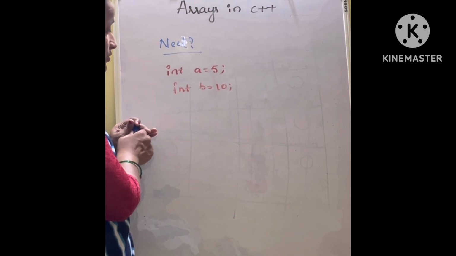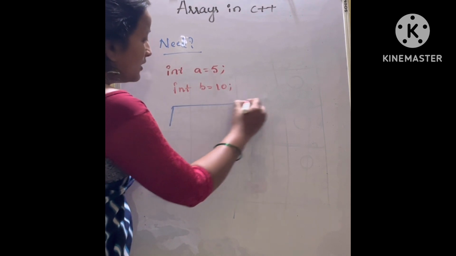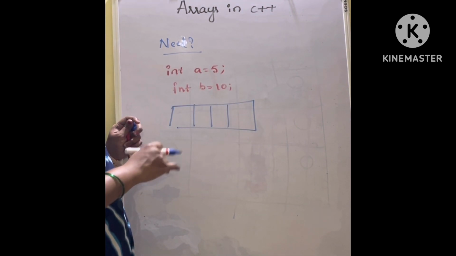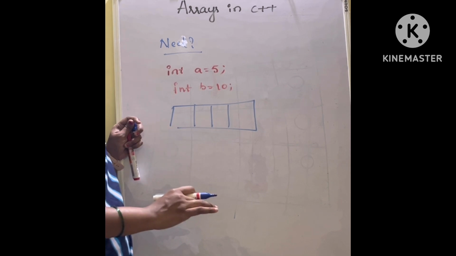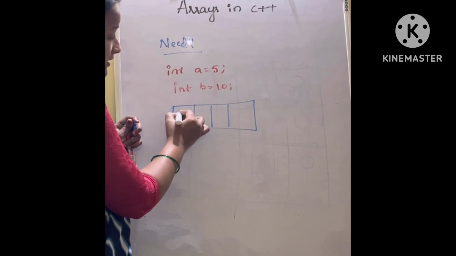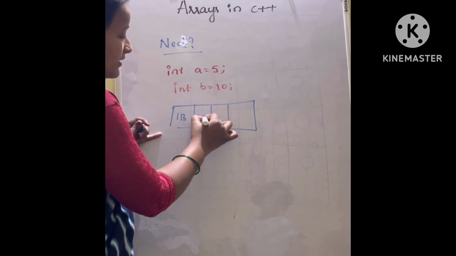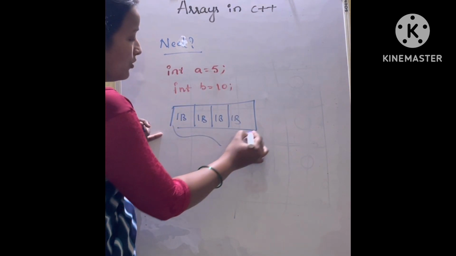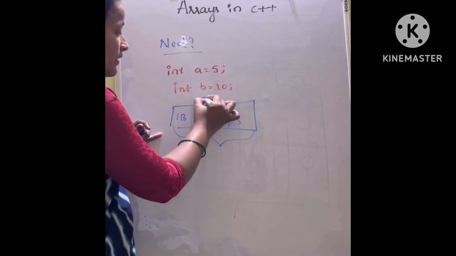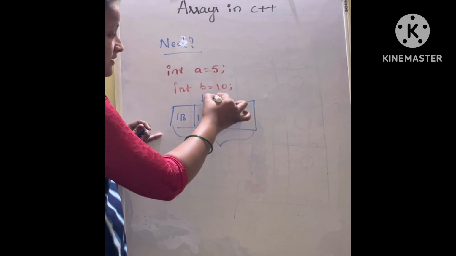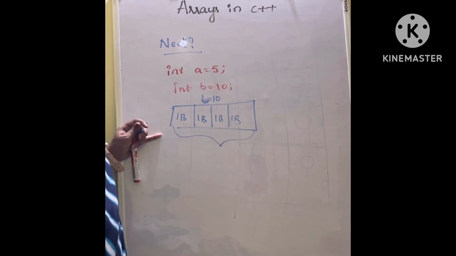So how is it going to be declared? We have to allocate 4 bytes in memory. They will allocate 4 bytes for a single variable of integer data type. 1, 2, 3, 4: 4 bytes. So assume this is 1 byte, this is 1 byte, 1 byte and 1 byte. So all these 4 bytes are allocated only for the variable b. In this b we are storing the value 10.